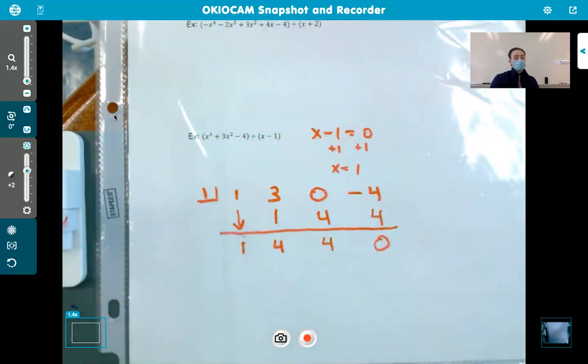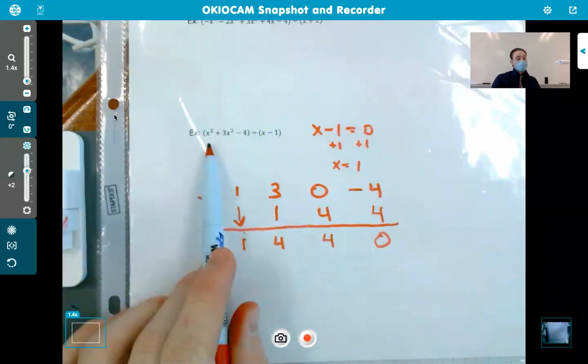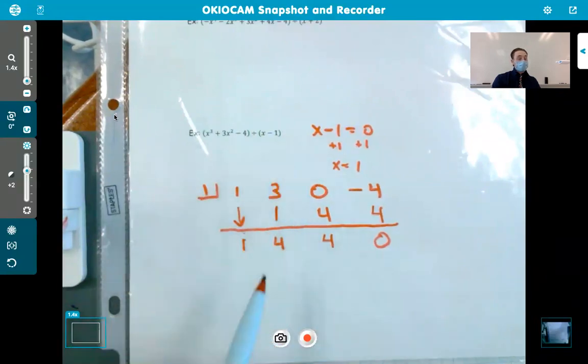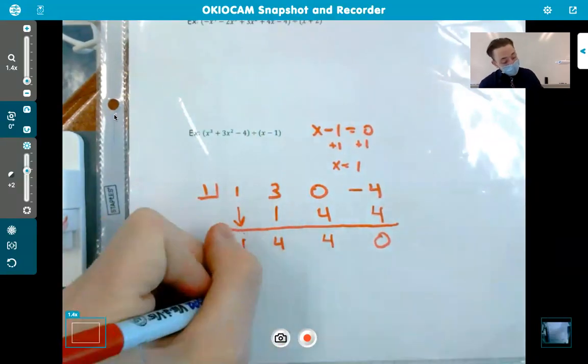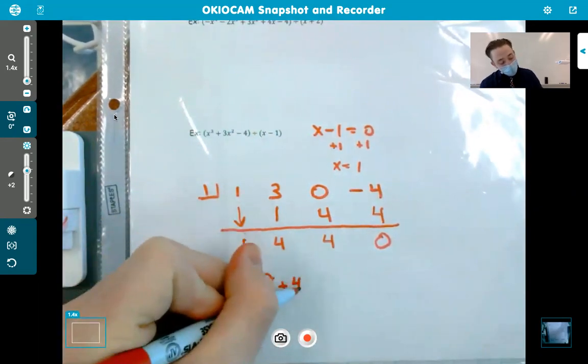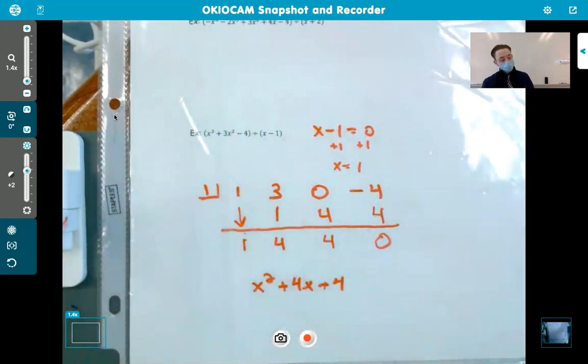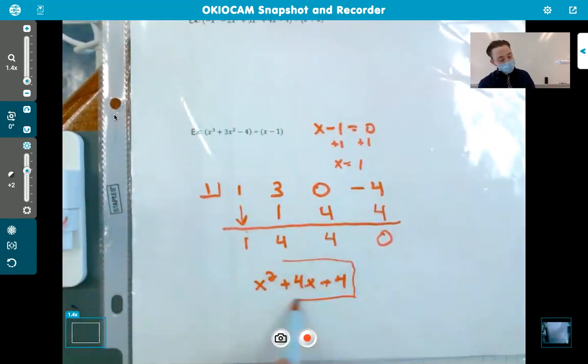Just kind of thinking about this problem, what should my highest exponent be if I'm dividing an x cubed by an x? x squared. So you can either work backwards like I showed you earlier, or if you recognize you have an x cubed divided by an x, your highest exponent is x squared. This would be 1x squared plus 4x plus 4 for your final answer. Okay.